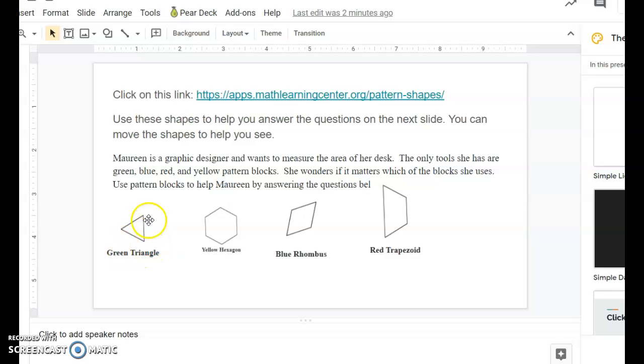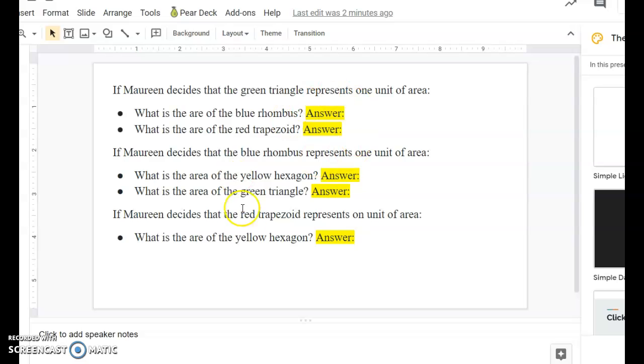So here we have the green triangle, the yellow hexagon, the blue rhombus, and the red trapezoid. These are the pattern blocks. These are the 5 questions you have to answer. Let's pretend that Maureen decides that the green triangle represents 1 unit of area. You have to answer these 2 questions believing that the green triangle is 1 unit of area. So the first one says, what is the area of the blue rhombus?